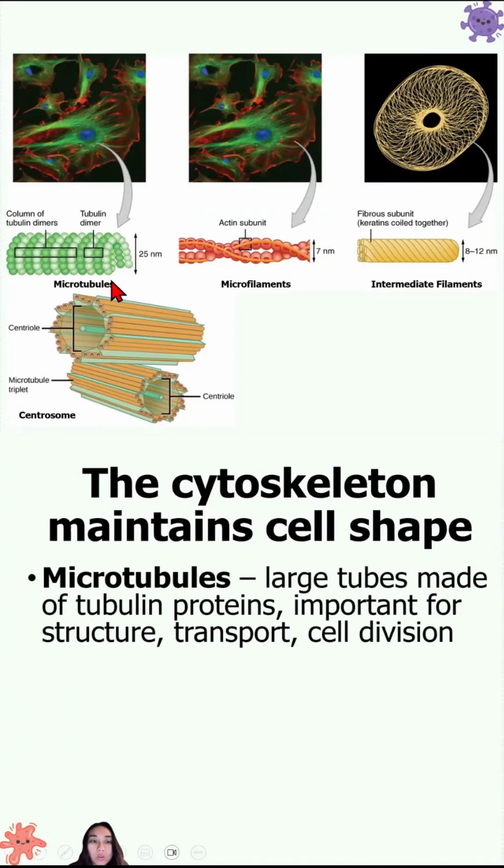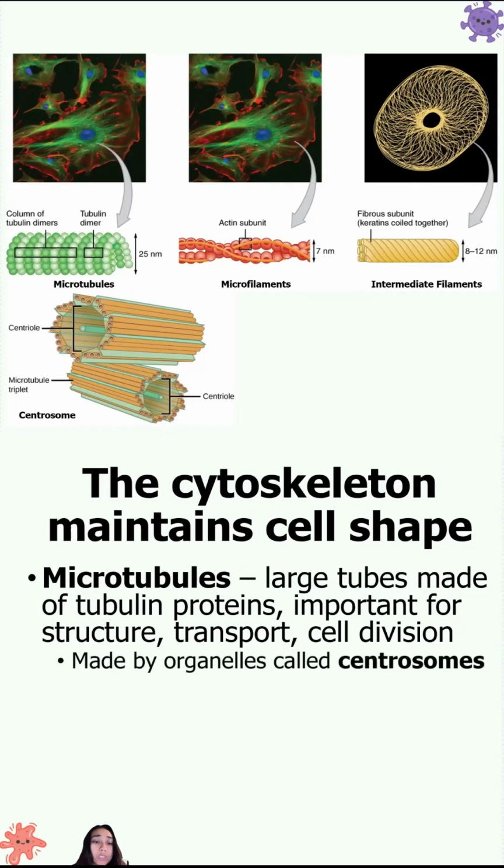So the first type of cytoskeleton material is the microtubules. So these are very large tubes made of proteins called tubulin, and they have a lot of function, obviously for structure, but also for transport and cell division. So when the cell divides in half, the microtubules play an important role in that. By the way, microtubules are produced by these organelles called centrosomes.